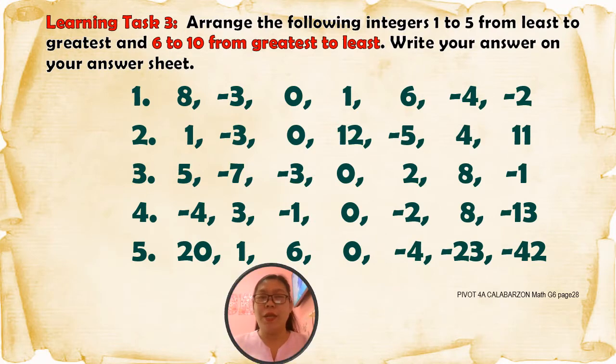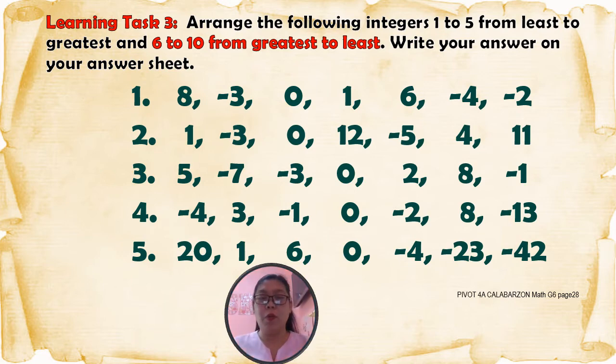Learning task 3, numbers 6 to 10. Arrange the following integers from greatest to least. Write your answers on your answer sheet. You may write your answer as I read each item. Pause the video if you need more time in answering.